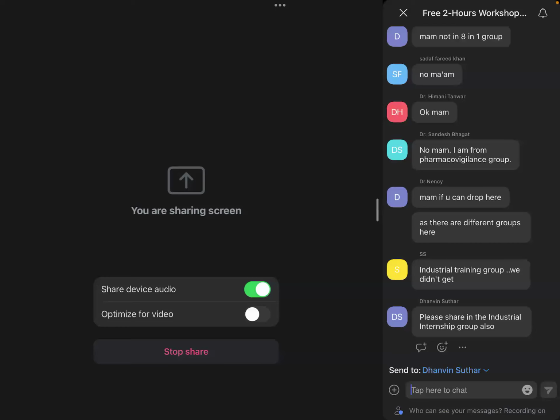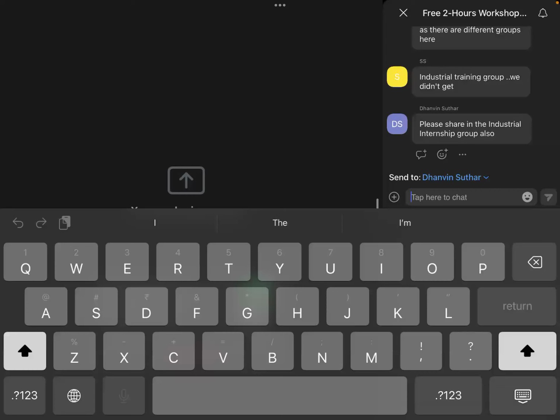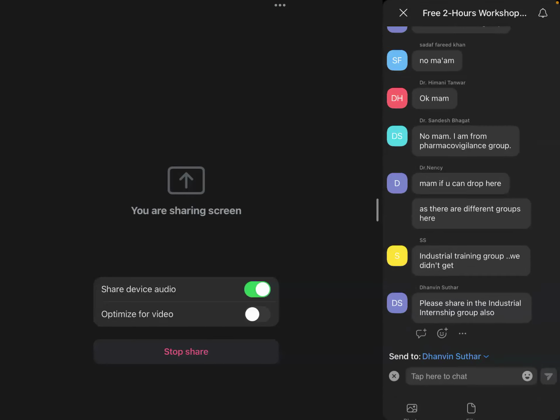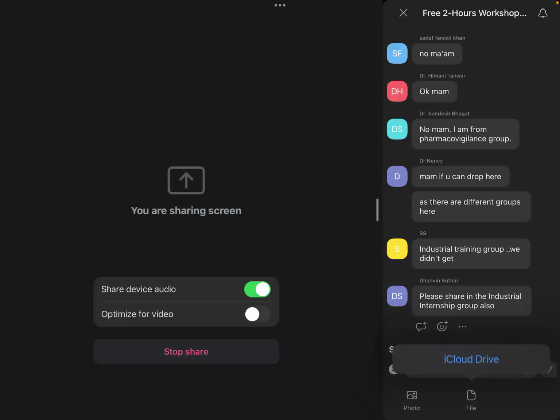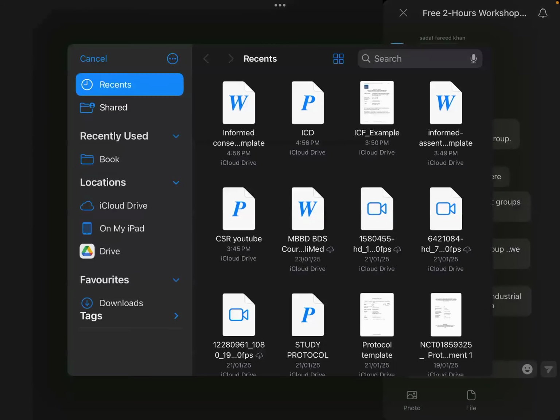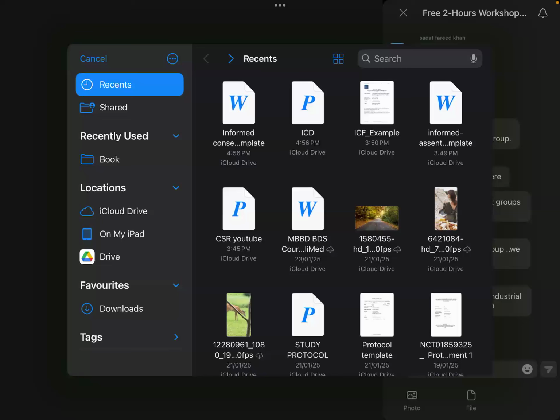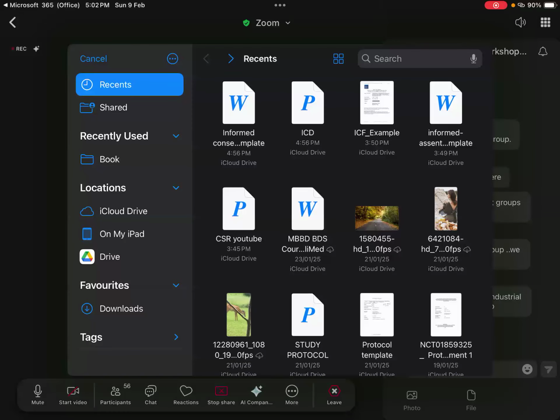If I can drop it here, I'm able to attach it from my device, because let me see if it takes. I've shared it in all groups through WhatsApp. Okay, dear. Thank you so much.